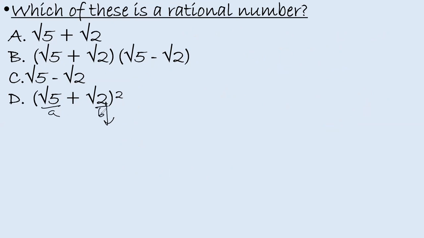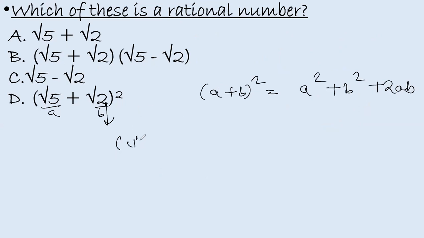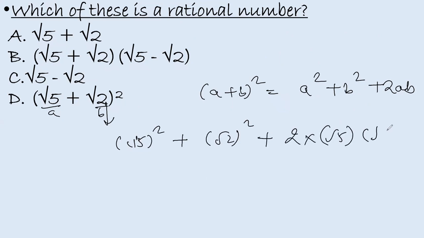A plus b, we are taking root 5 as a, root 2 as b, so (a plus b) whole square. And what is the identity? a square plus b square plus 2ab. So what is a square? a square is root 5 square. What is b square? Root 2 square, and 2 multiply a and multiply b.